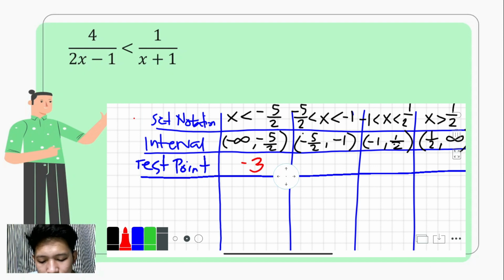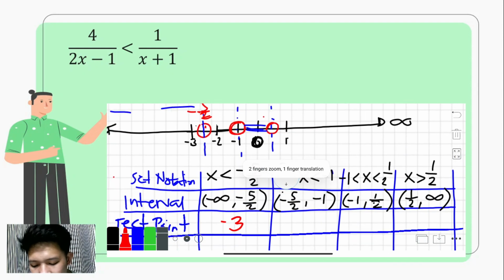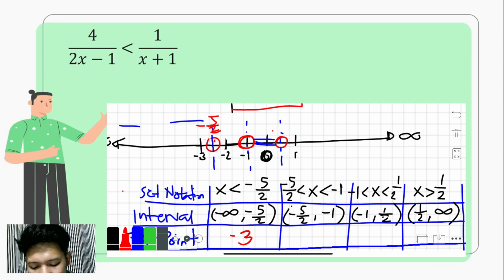Next is a point in between negative 5 over 2 and negative 1. Makita naman natin, that would be negative 2. So, yun na po yung gagamitin natin, negative 2. And then we have a point from negative 1 to 1 half. So, dito po, in between dito, ano ba yung value na pwede natin gamitin? So, madali lang. Yung 0 na lang yung gamitin natin.